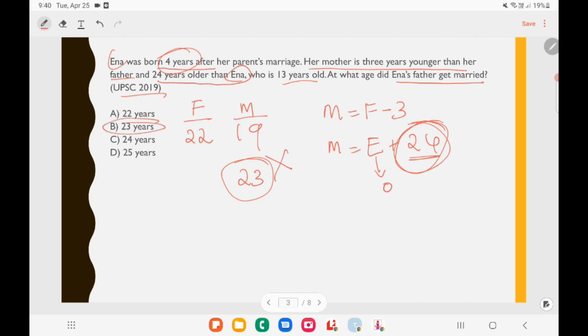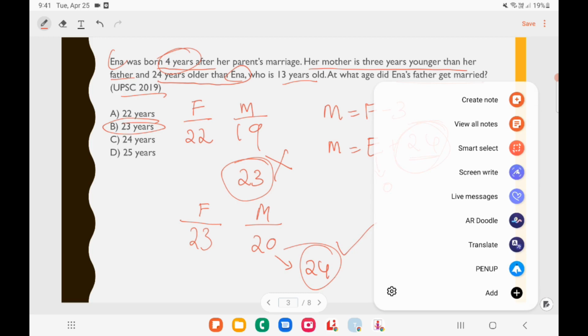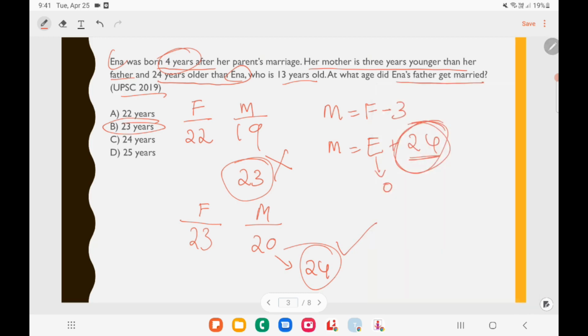In the second option, it is 23 years. That means her father is 23 years old when he was married. That means her mother, when she got married, was 20, because she is 3 years younger than her father. And after 4 years, Ina was born. That means after 4 years, her mother will be 24 years of age. And we know that from the question, it has said that her mother gave birth to Ina at the age of 24. So this is the right answer. So option B will be the correct answer. So in this way, you can solve this question very easily using the options.